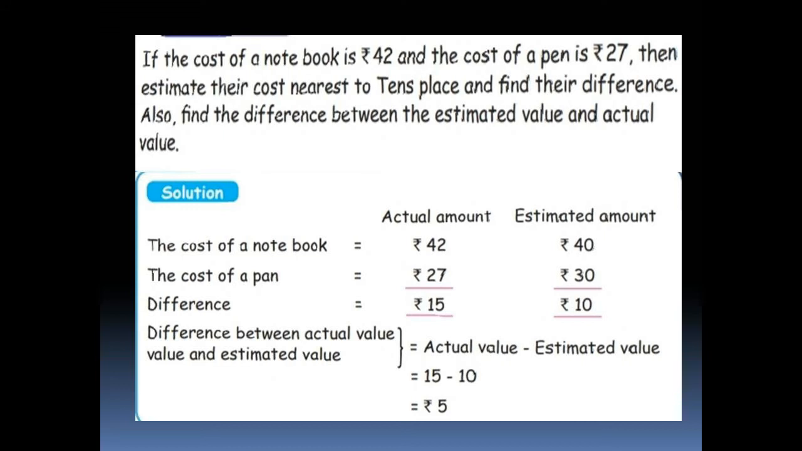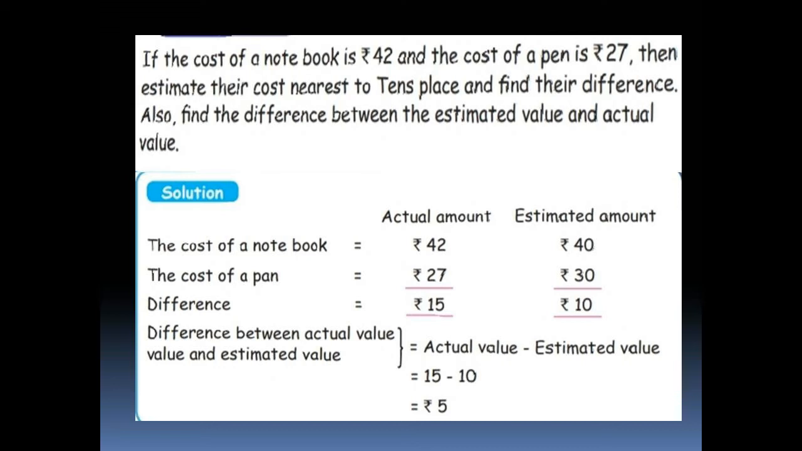If the cost of a notebook is rupees 42 and the cost of a pen is rupees 27, let us see the estimated value and the actual value. Here they have given the question: find the difference between the estimated value and the actual value. Let us see the solution.